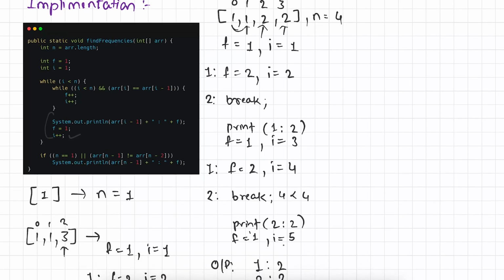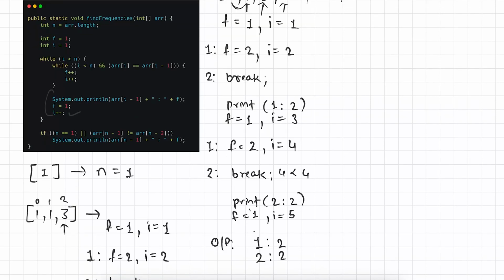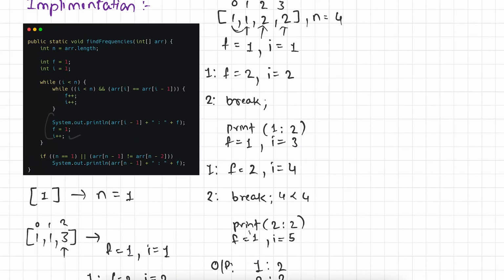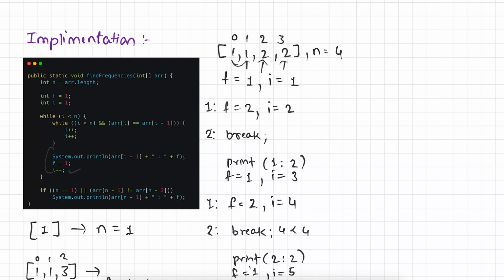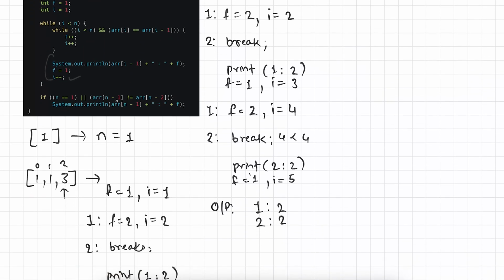Now the value of i is equal to 5. So this time our outer loop is going to fail because 5 is not less than 4. So this is how the frequency of both the elements gets printed on the screen. 1 2 and 2 2. 1 appears 2 times and 2 appears 2 times. So this is how this function is going to work. Now talking about these two conditions in the last.